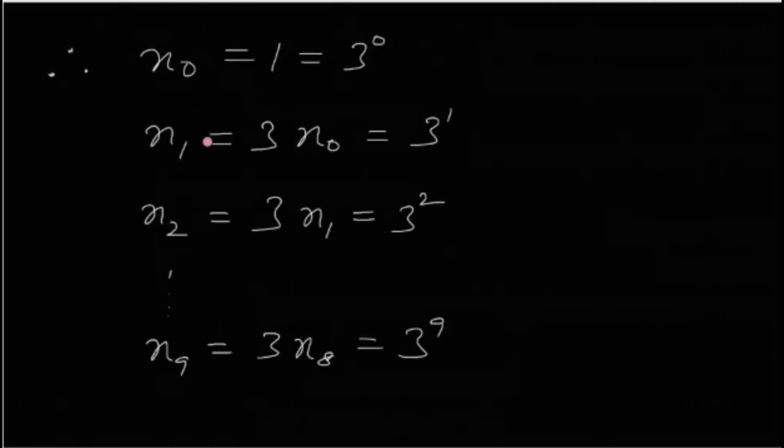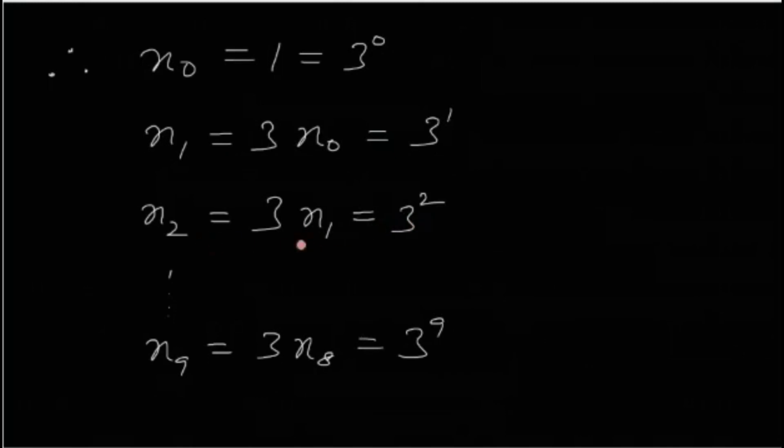So n1 is nothing but the number of nodes in the first level. Since this is a complete ternary tree, each node is going to have exactly 3 children. So n1 is nothing but 3 into n naught, because the topmost node is going to have 3 children. So 3 times n naught, that means 3 to the 1. Again, n2 is nothing but 3 into n1. Why? Because each one of those n1 nodes is going to have 3 children. So 3 into n1, that means 3 square.